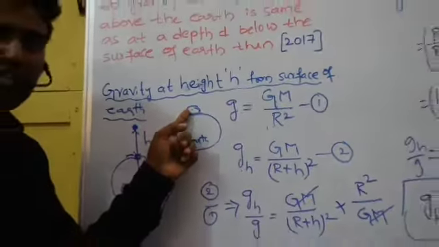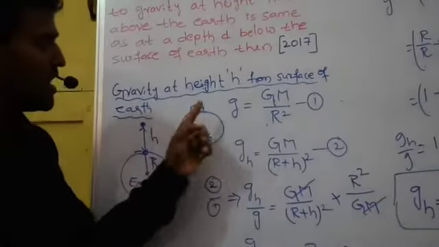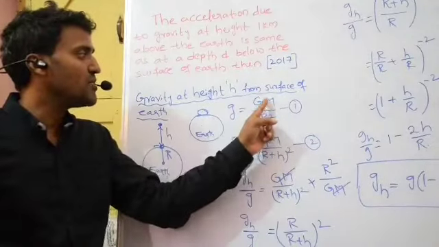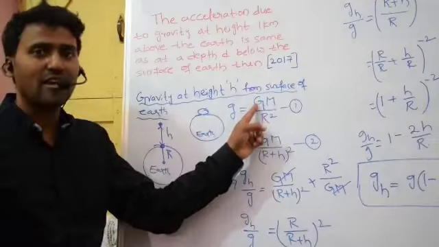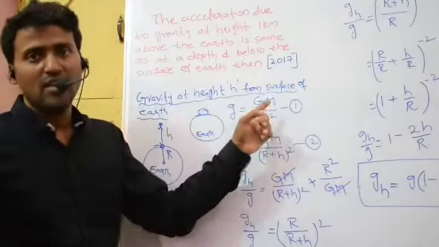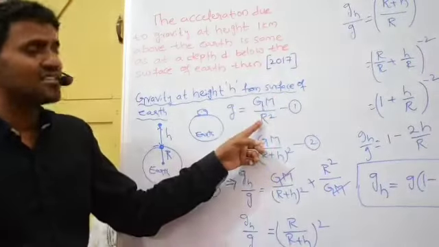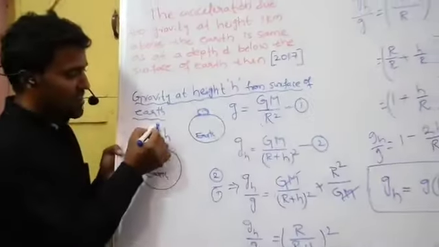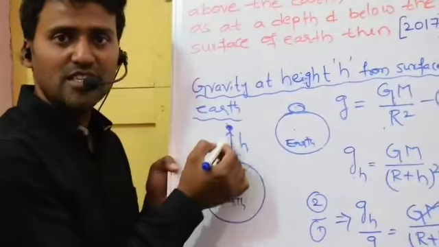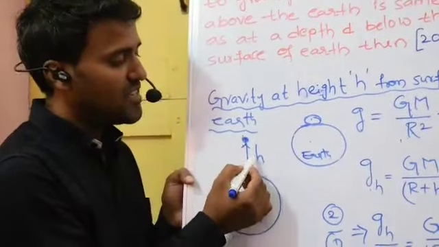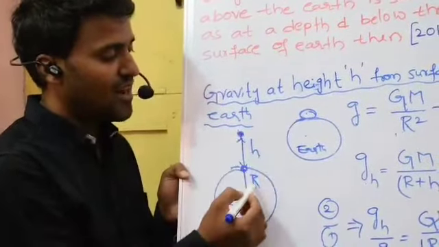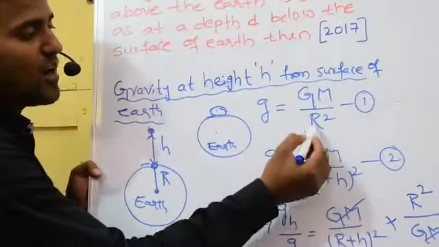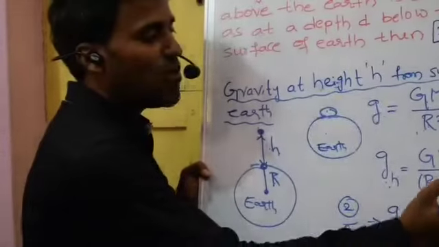The small object placed on the surface of earth, at that time gravity g is equal to capital G into capital M divided by r square. Capital G is the gravitational constant, capital M is the mass of the earth and r is the radius of the earth. That is equation number 1. If the object is placed at a certain height h, from here to here the distance is r plus h. So gh is equal to GM divided by (r plus h) whole square.